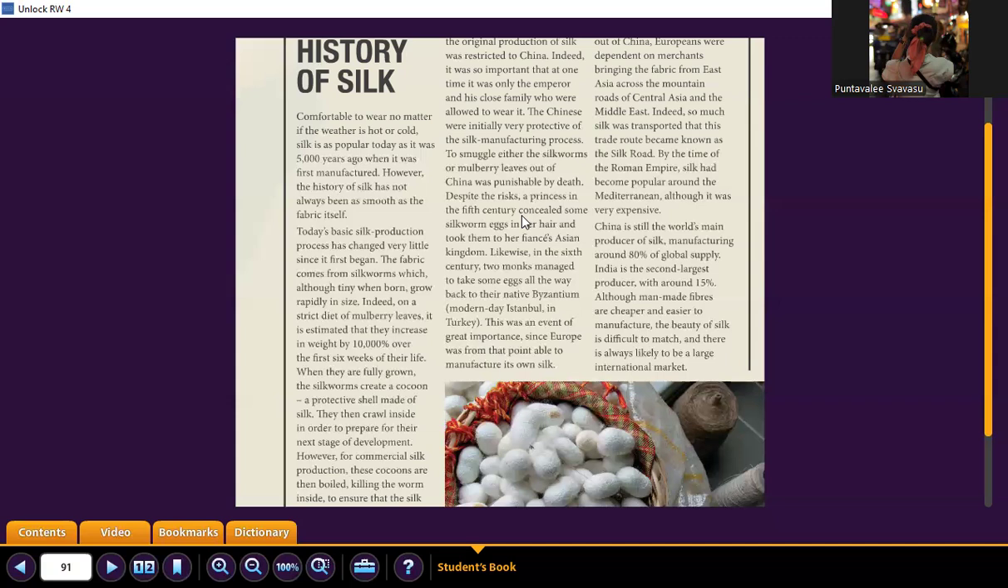And number 6 talks about today and before. So we'll get back to the first paragraph here. You will see again the first sentence: silk is as popular today as it was 5,000 years ago. As popular today as, so it means they are equally popular. So for number 6, it's false.